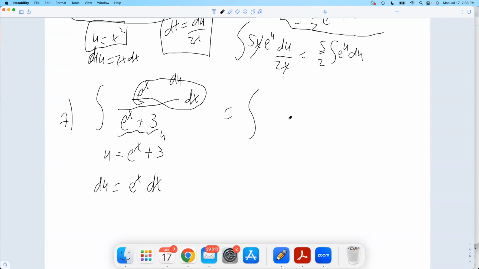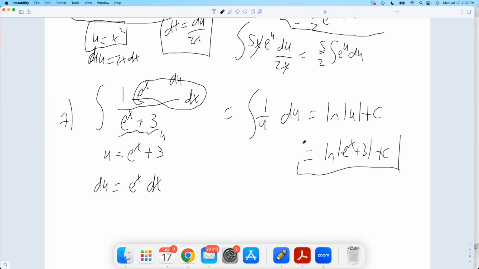So this would be the antiderivative. This is 1 over u du. That's my du. I know that guy's antiderivative. That's natural log of the absolute value of u plus c. But what was u? e to the x plus 3 plus c. There's my antiderivative. Okay, that's a good place to stop there.